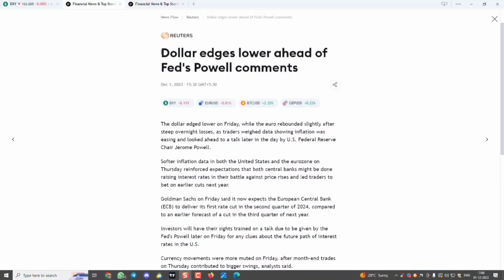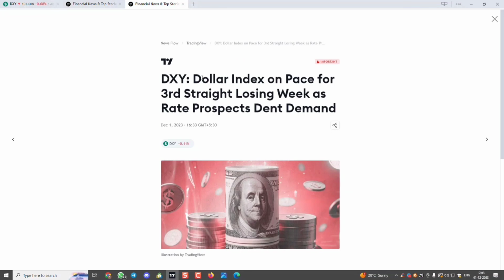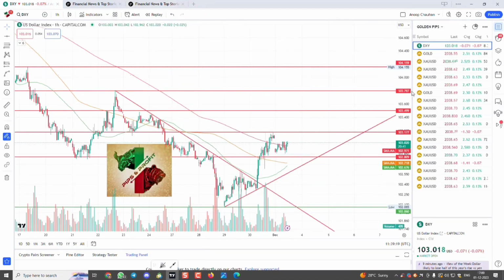And regarding news, you can see the dollar edges lower ahead of Fed's Powell's comments. The DXY dollar index is on pace for a third straight losing week as rate prospects dampen demand. Definitely you can see the dollar index is in downward movement and still trying to survive in the position. We can see on the charts how it is being managed. Let's go to the chart.